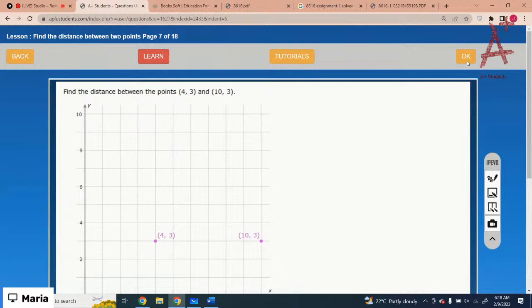Okay, the next one, the distance between the points 4, 3 and 10, 3. So just calculate the difference and let me know the answer. So again, the points have the same y-axis. Just subtract their x-axis and calculate the absolute value. So it is 10 minus 4, 10 minus 4 is 6. So the distance between the 2 points is 6 units. Got it? So just select the correct option, then click on the OK button.